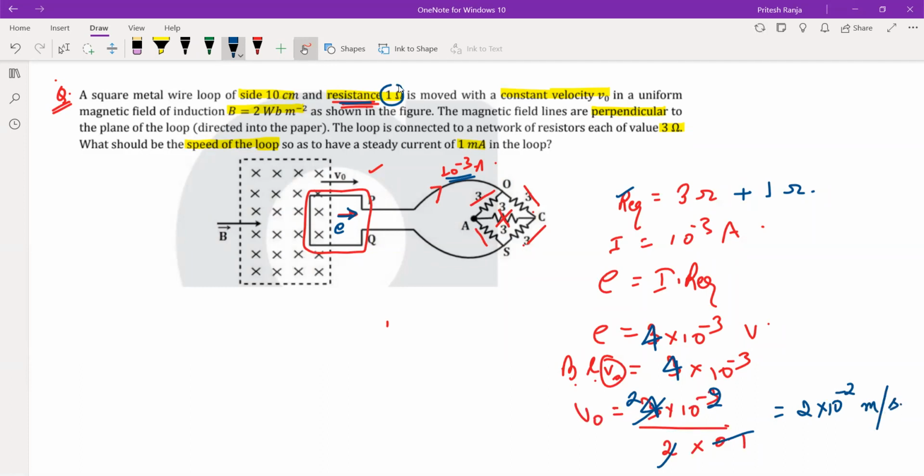Okay, so if this resistance would not have been given, because generally they mention that the loop is resistanceless, so in that case the earlier one would have been the answer.